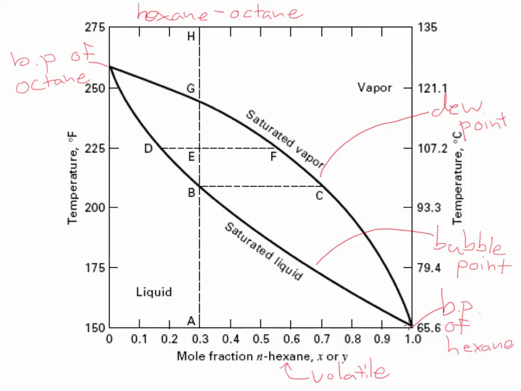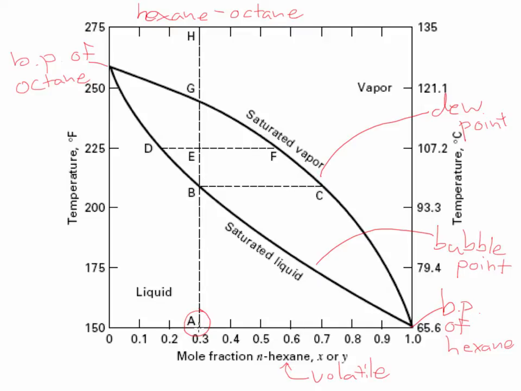Okay, so what a plot like this is most useful for is calculating the result of a separation. Let's say we start with a liquid of a known composition, and we're going to start at this point A. At this point A, we're at a temperature of 150 degrees, where we have a mole fraction 0.3 of hexane, so we're 30% hexane, which means, since it's a binary system, we must be 70% octane.